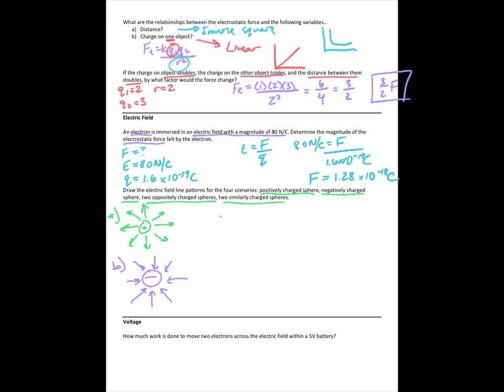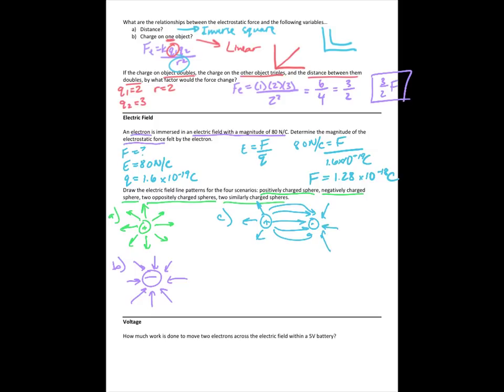And then C is 2 oppositely charged spheres, so we mean a positive and a negative together. Remember that positives radiate out, negatives suck in, so they take all the happiness. Positives give it all to the negatives. Okay? So you should draw something like this.